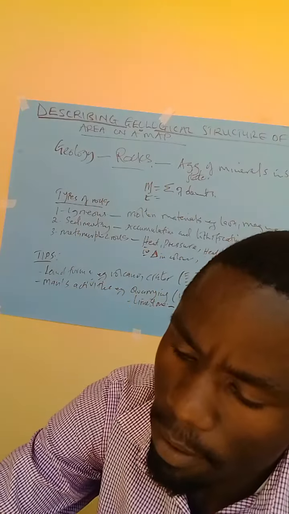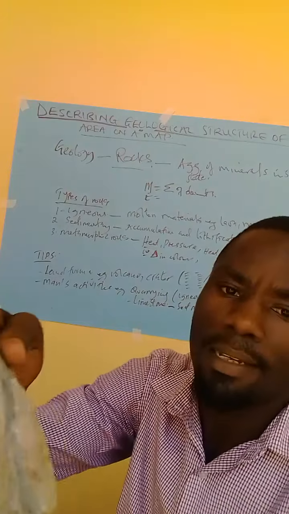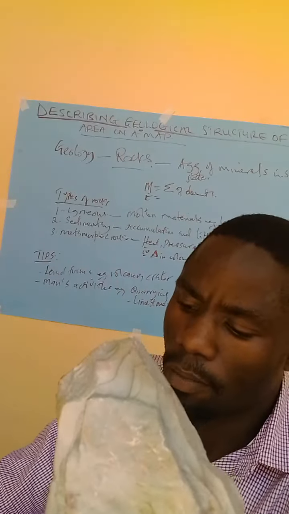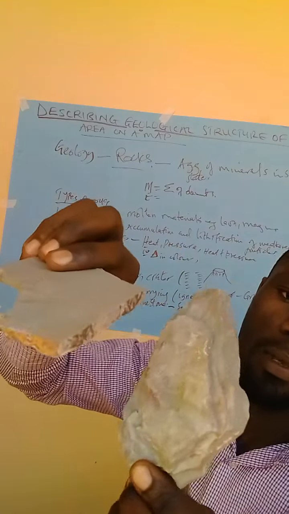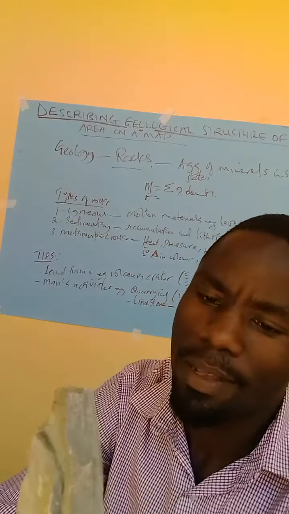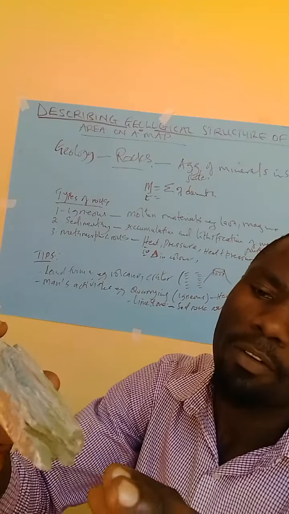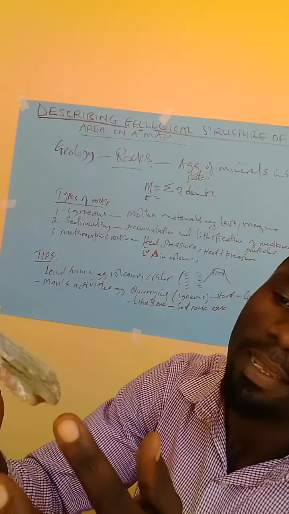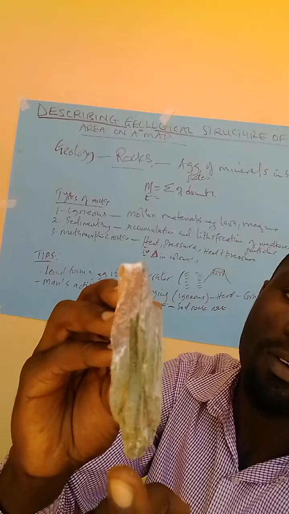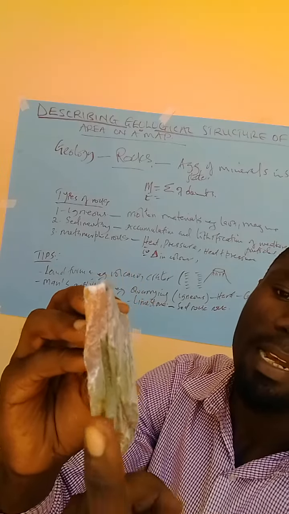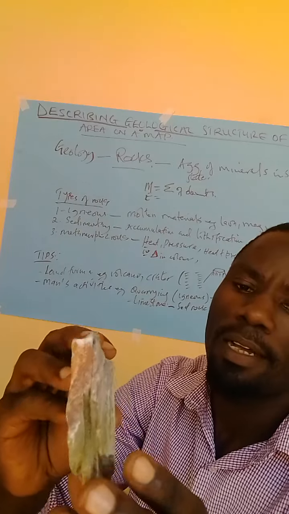Then we have another rock here. This one is called slate. It is very common. It is used in decoration. Slate is a metamorphic rock. Metamorphic rocks are always characterized by sheet-like layers, which are called foliates. So if you look at this rock, it is foliated. It has layers, so this one is a metamorphic rock.